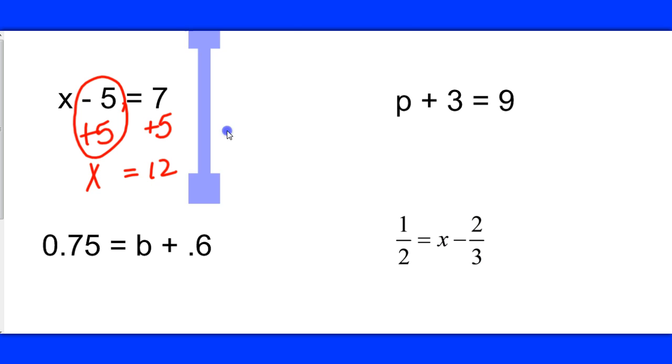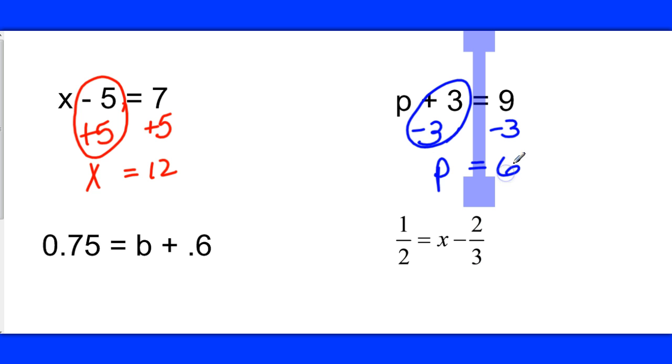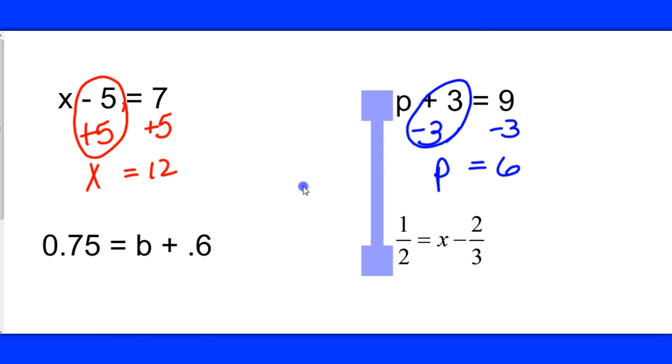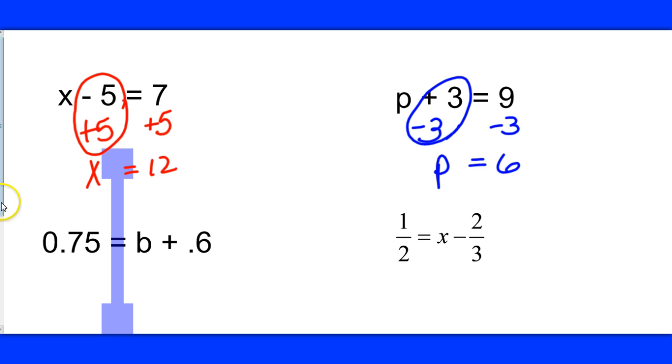Okay? Let's take our wall and move it over here. Again, look at the left-hand side so you can determine what you're going to do. This is p plus 3. So I need to subtract 3 from this side, which means I'll subtract 3 from this side. Those get rid of each other, and I end up with p is equal to 6. Okay? Now, we can do this with anything. Fractions, decimals, it doesn't make a bit of difference.